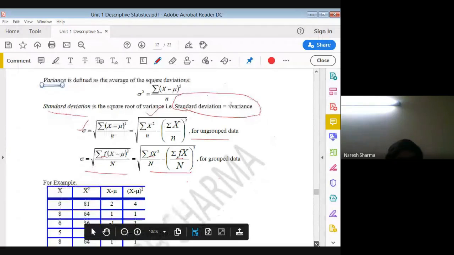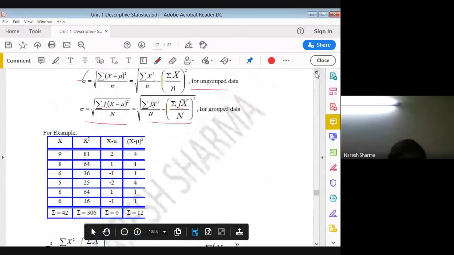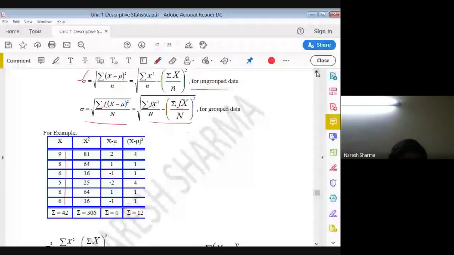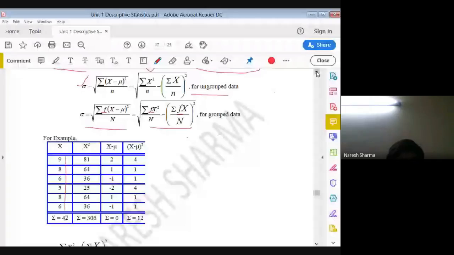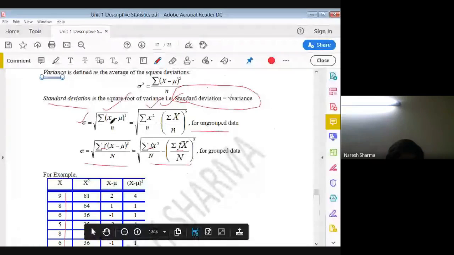So I'm just repeating this example question. If we have the x's given and we are interested in finding the variance or standard deviation, we can use this formula or maybe this formula, as data is ungrouped here. For this particular one we require the mean and take the difference from the mean.